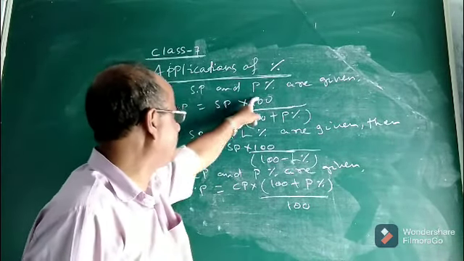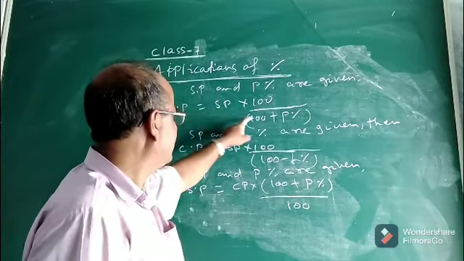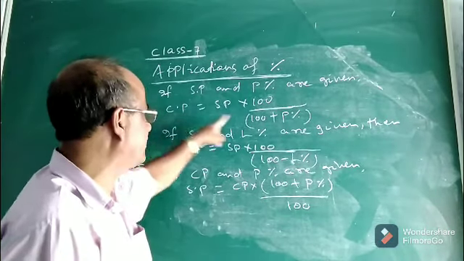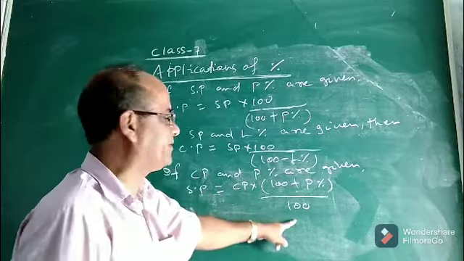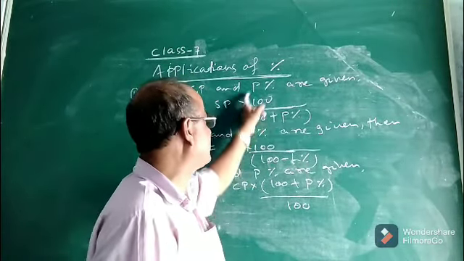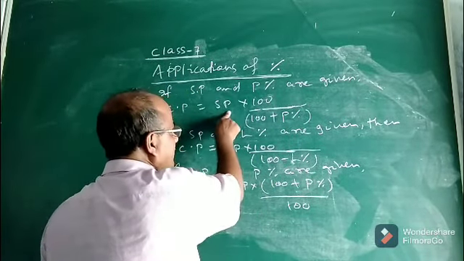CP equal to SP into 100 by 100 plus profit percent. So, when we find SP, this term will be multiplied if it comes to the right hand side. Here it is divided, so it will be multiplied, and since 100 is multiplied, it will be divided. Or you can say 100 by 100 plus profit percent. Look at this term: 100 by 100 plus profit percent is multiplied by selling price.